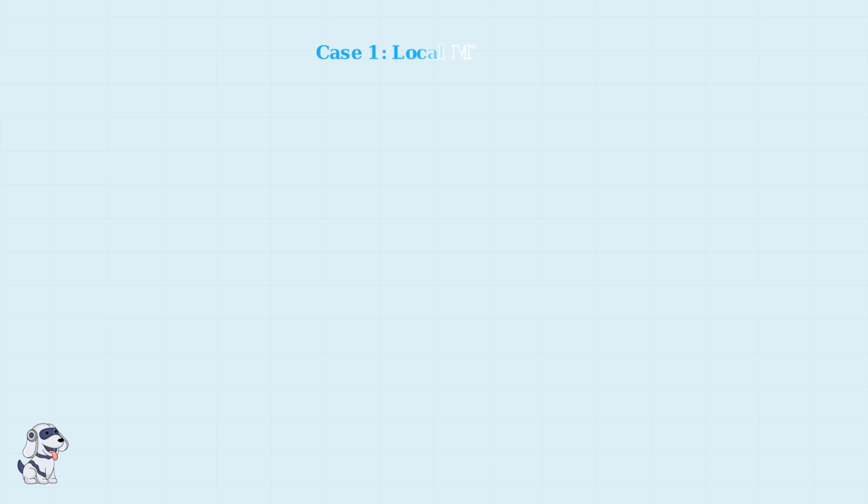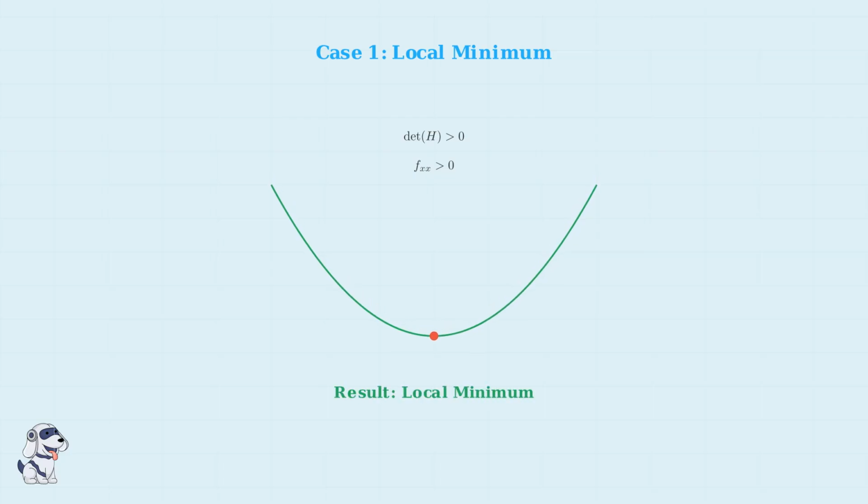Case 1. When the determinant is positive and f_xx is greater than 0, we have a local minimum. The function curves upward in all directions around the critical point, creating a bowl-like shape. Case 2. When the determinant is positive but f_xx is less than 0, we have a local maximum. The function curves downward in all directions, forming an inverted bowl or hill shape around the critical point.